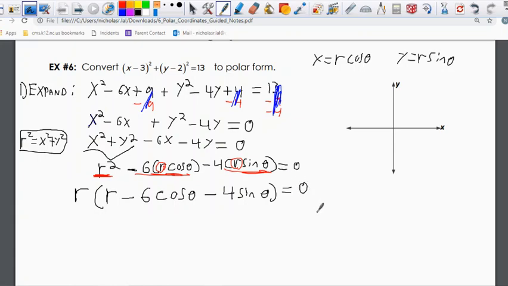So now we need to solve for r equals 0. We need to expand. Right here, we need to use our polar substitutes.